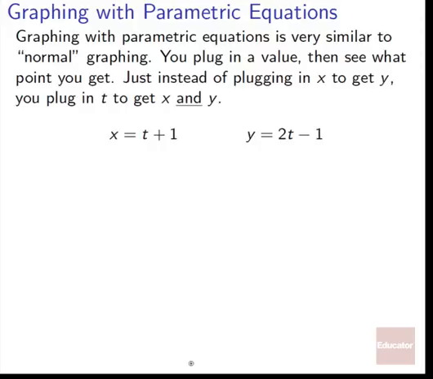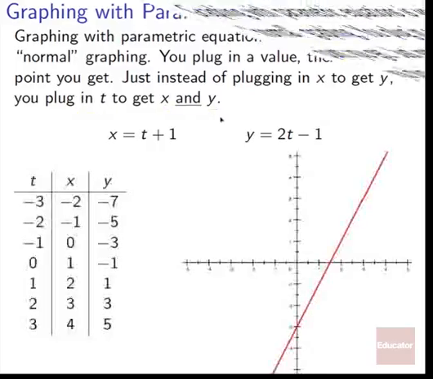So how do we graph parametric equations? Graphing a parametric equation is very similar to what we think of as normal graphing. You plug in a value, then you see what point you get. Just instead of plugging in x to get y, like we used to, we now plug in t, and we get x and y. So we plug in one t, and it gives us x comma y out of it. So if we have x equals t plus 1, y equals 2t minus 1, these are our parametric equations, we can just plug in a variety of different t values, then plot the points that come out for those t values, and we'll have a graph.